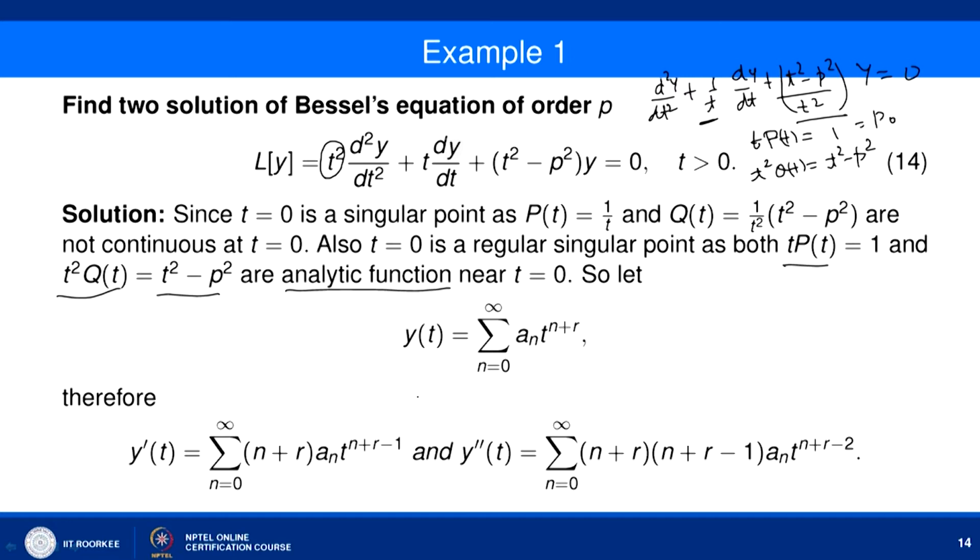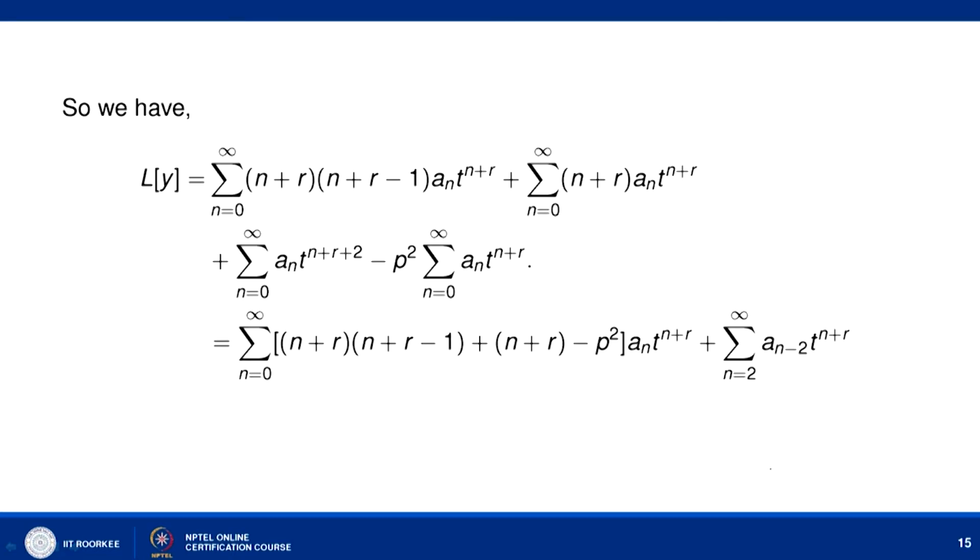So here assuming that y(t) equal to summation n equal to 0 to infinity a n t to power n plus r is a solution of this, and then we try to find out the coefficients a n and the possible values of r for which it acts as a solution here. So again do it in the same way. You calculate y dash t equal to summation n equal to 0 to infinity (n plus r) a n t to power n plus r minus 1, and calculate y double dash t, that is summation n equal to 0 to infinity (n plus r)(n plus r minus 1) a n t to power n plus r minus 2.